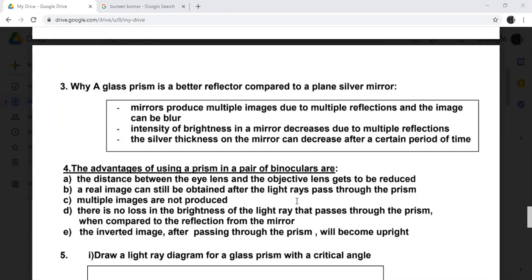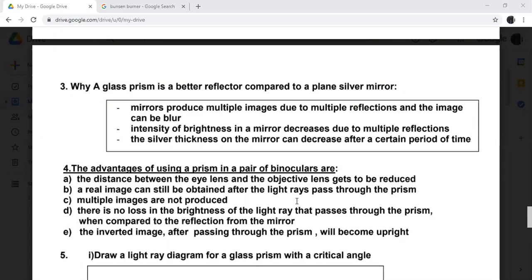Next, number 4: the advantages of using a prism in a pair of binoculars. Same reason, we now use glass prisms in binoculars. The distance between the eye lens and the objective lens is reduced, so we make it shorter and compact. The light ray is bent by total internal reflection. The real image can still be obtained after the light rays pass through the prism. Multiple images are not produced because there is no multiple reflection.